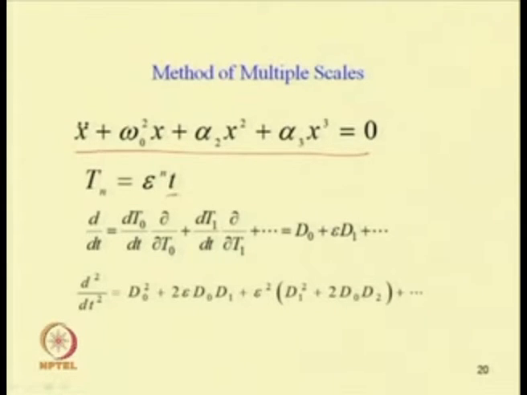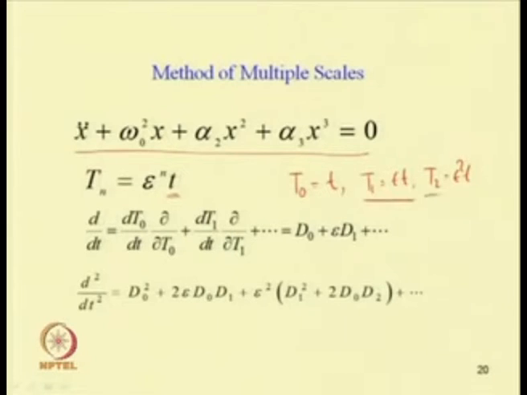So, where t is the time and T n, we have n equal to 0, 1, 2. So, n equal to 0, we have T 0. T 0 equal to T, and T 1 equal to epsilon T, T 2 equal to epsilon square T.